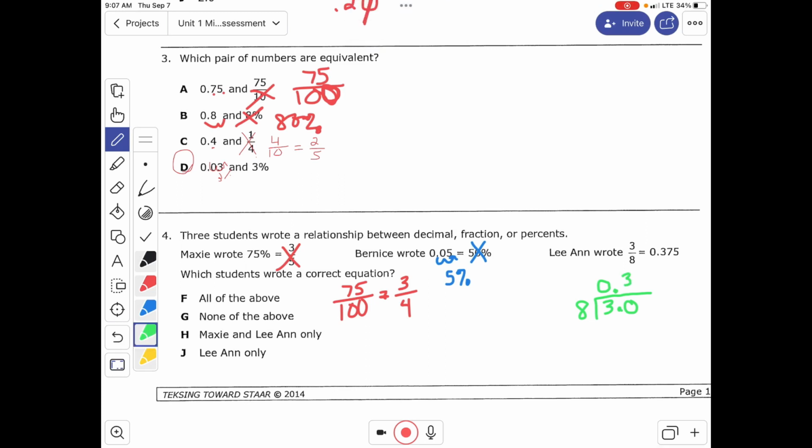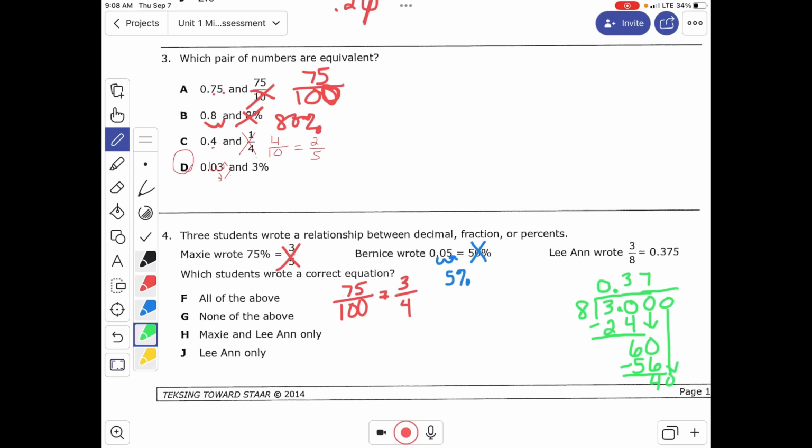Three times? Because 3 times 8 is 24. 30 minus 24 leaves 6. Put down another 0. How many times does 8 go into 60? 7 times. Because 7 times 8 is 56. 60 minus 56 leaves 4. Put another 0, bring it down.